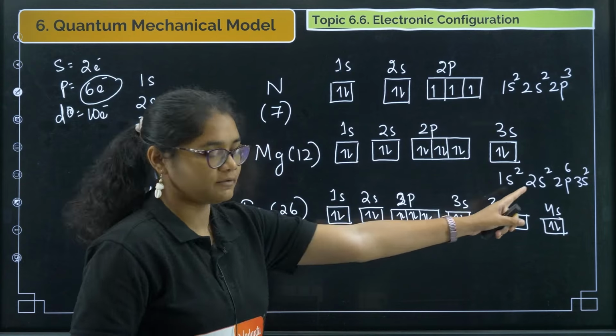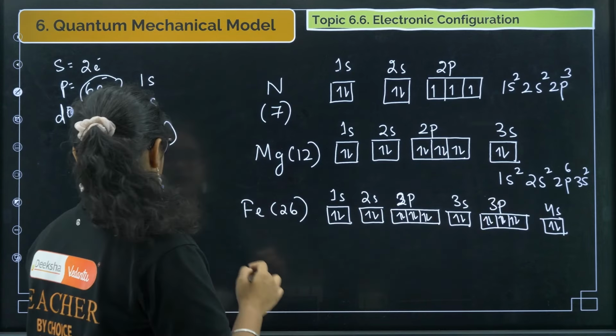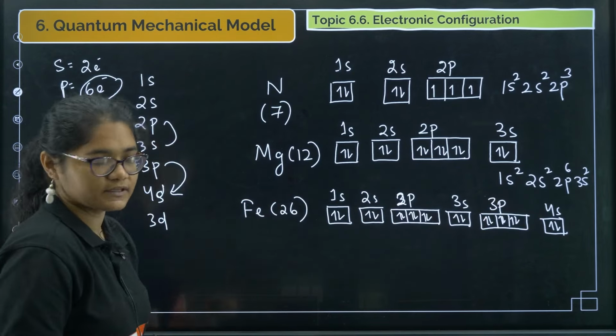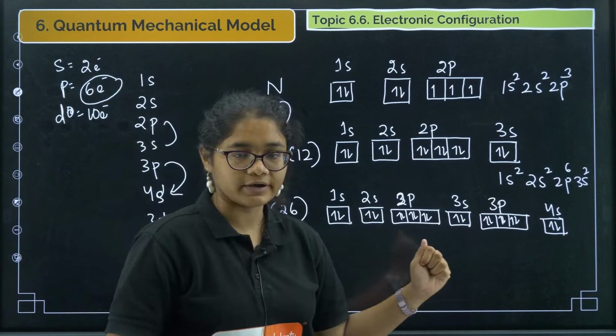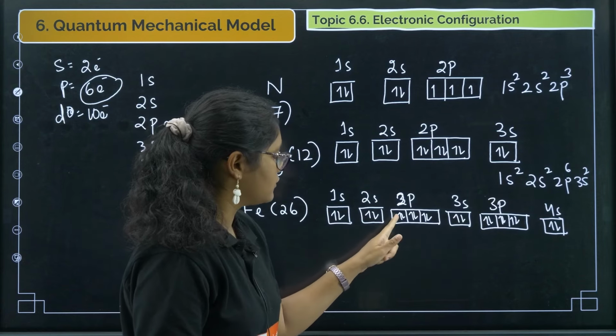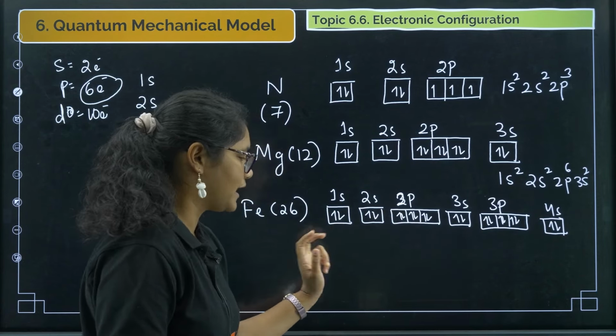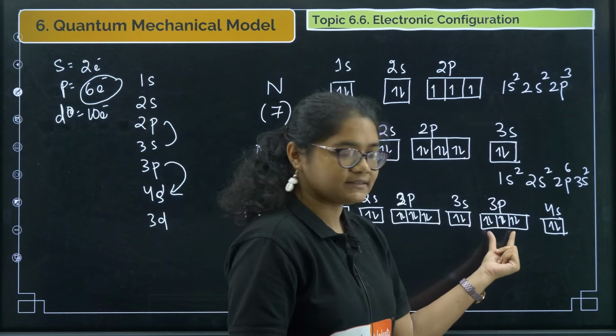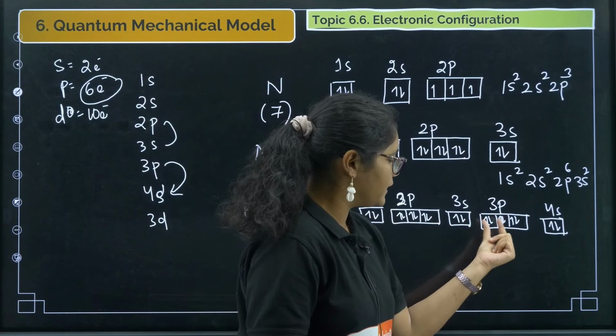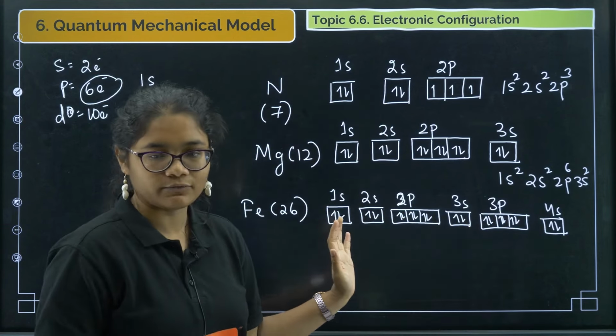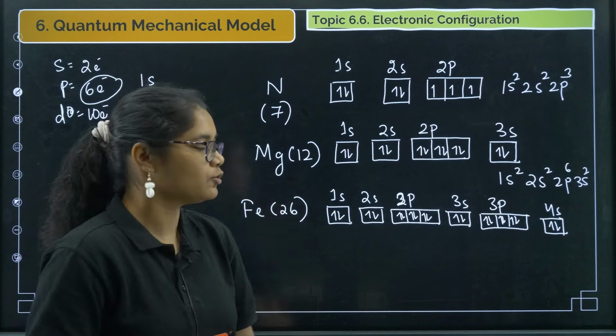Now after 3p, why did I fill 4s? You can see the order here. After 3p, 4s comes. Now till now, how many electrons are we already done with? So 1, 2, 3, 4, and here 6, so 10, 11, 12, another 6, right? So 18 and here 20. So we are done with 20 electrons. We are left with 6 more electrons.